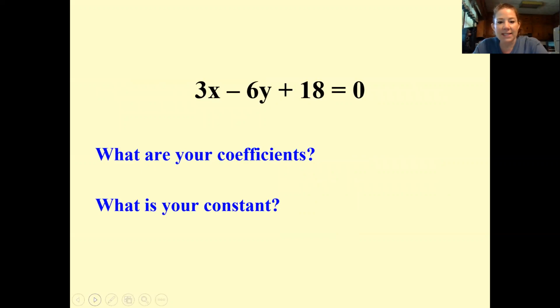So in this example, what are your coefficients? Well, we have 2 numbers attached to variables, right? A 3 and a negative 6. And that means the number not attached to a variable is our constant, which is the number 18.